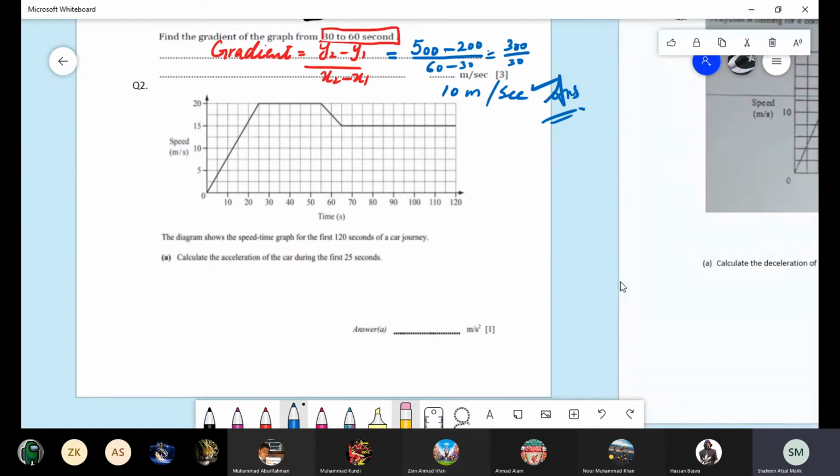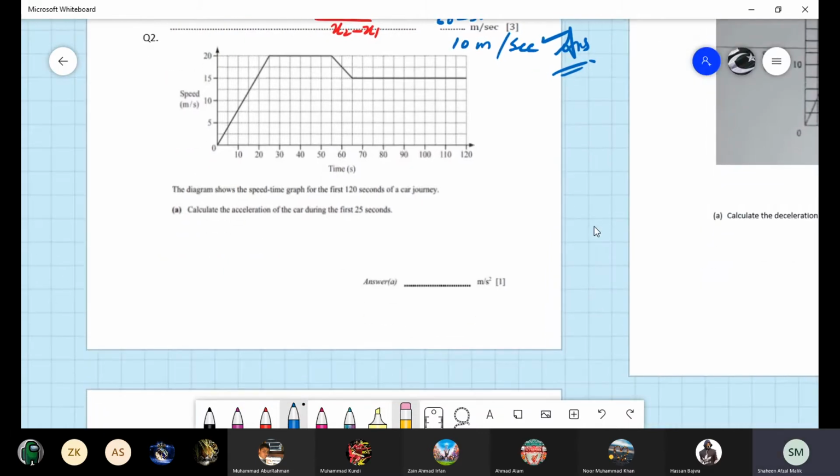Move to question number 2. In question number 2, there is a speed and time graph. This diagram shows the speed time graph for the first 120 seconds of a car journey. These are the time in seconds and this is the speed. Calculate the acceleration of the car during the first 25 seconds. Yes, boys, how will you do this? Acceleration is a gradient.